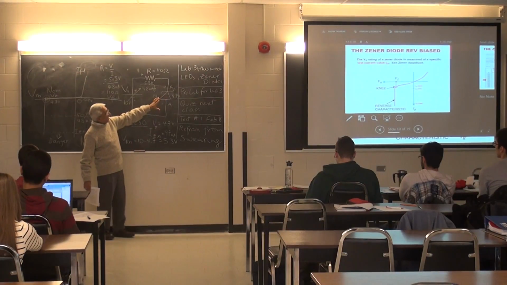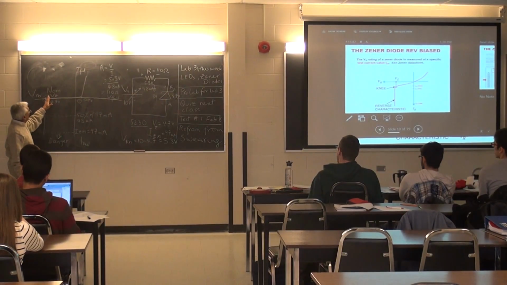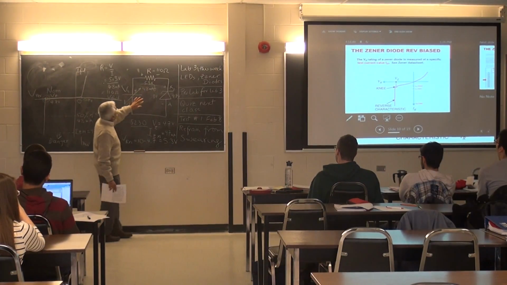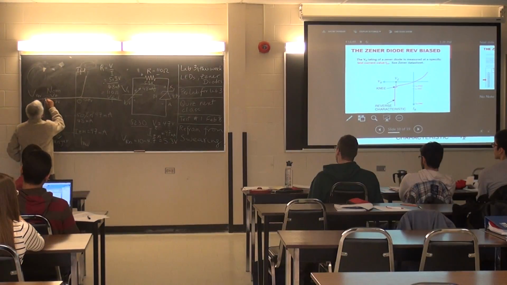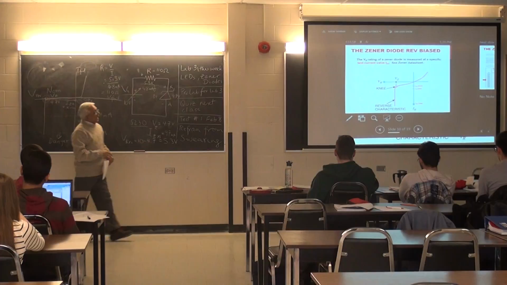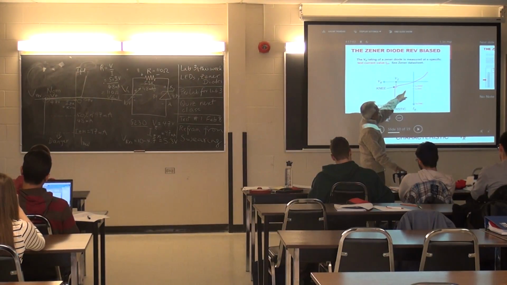will become active, which means that I've reached this point here. And at that point, there will be current which will start flowing. And the first current that you notice is this current here, which is called IZK. The K is for the knee. Okay? It's right at the knee. And so that's what this graph here is showing.